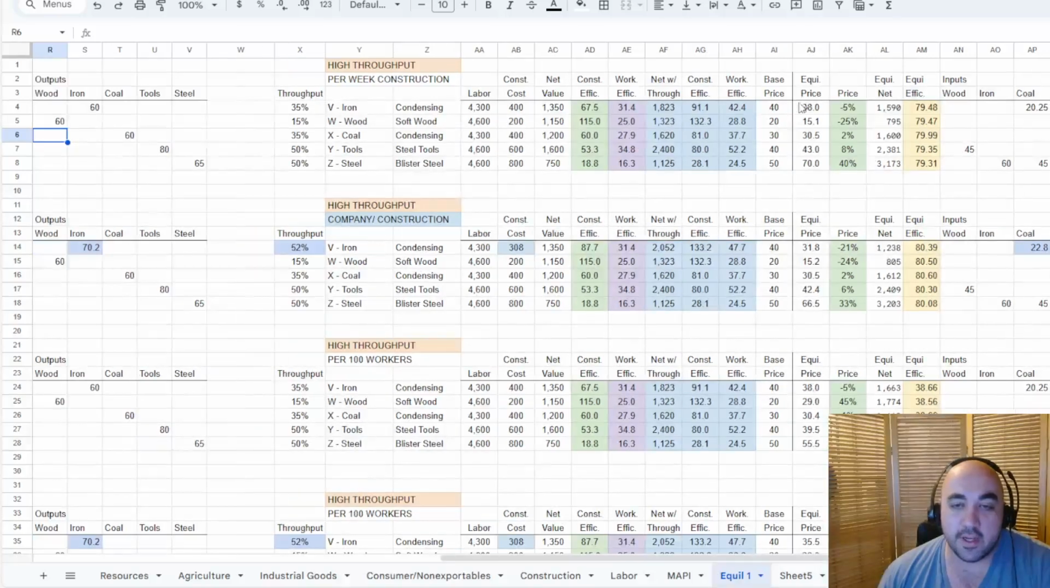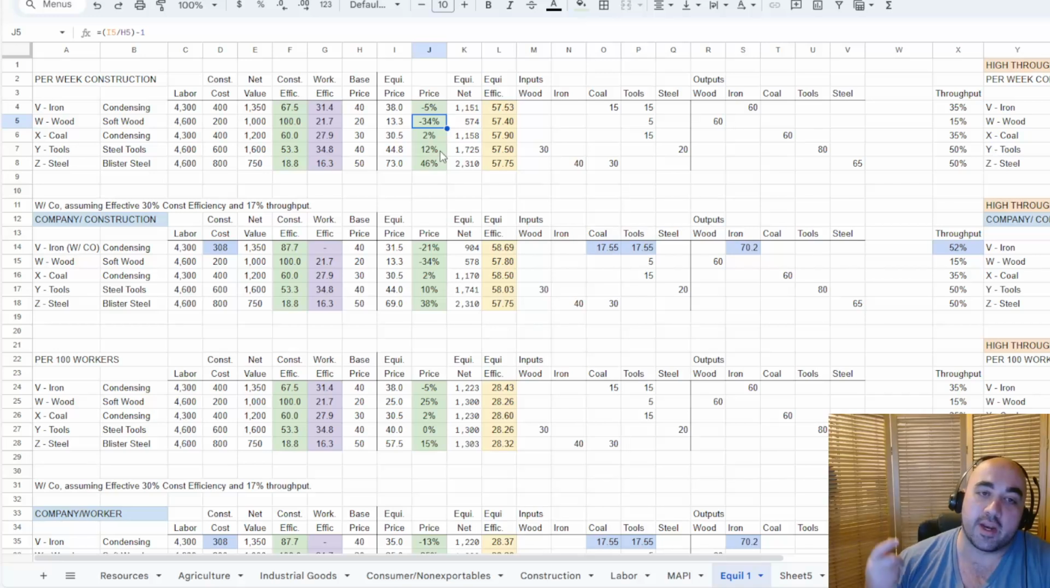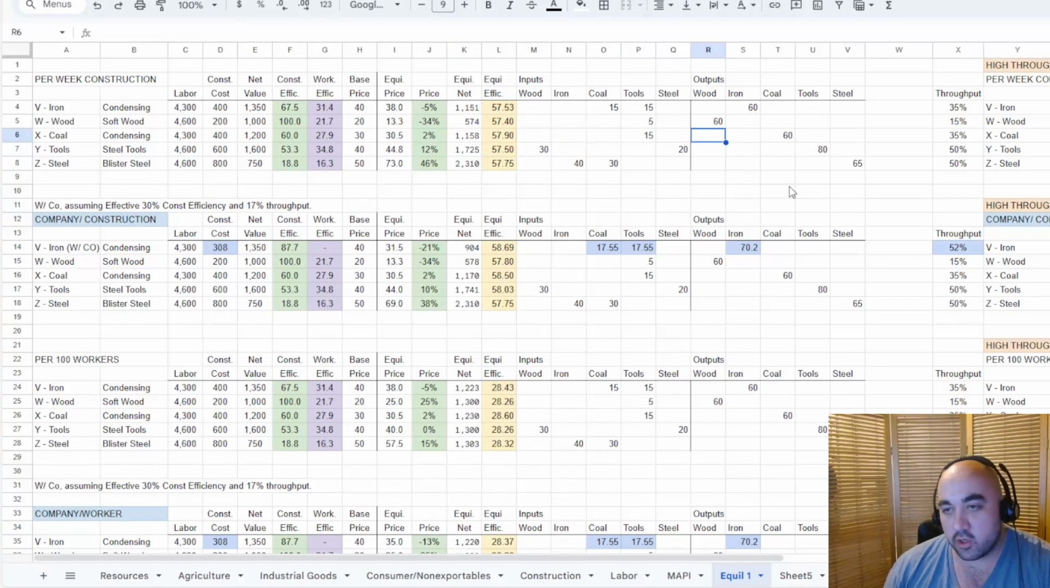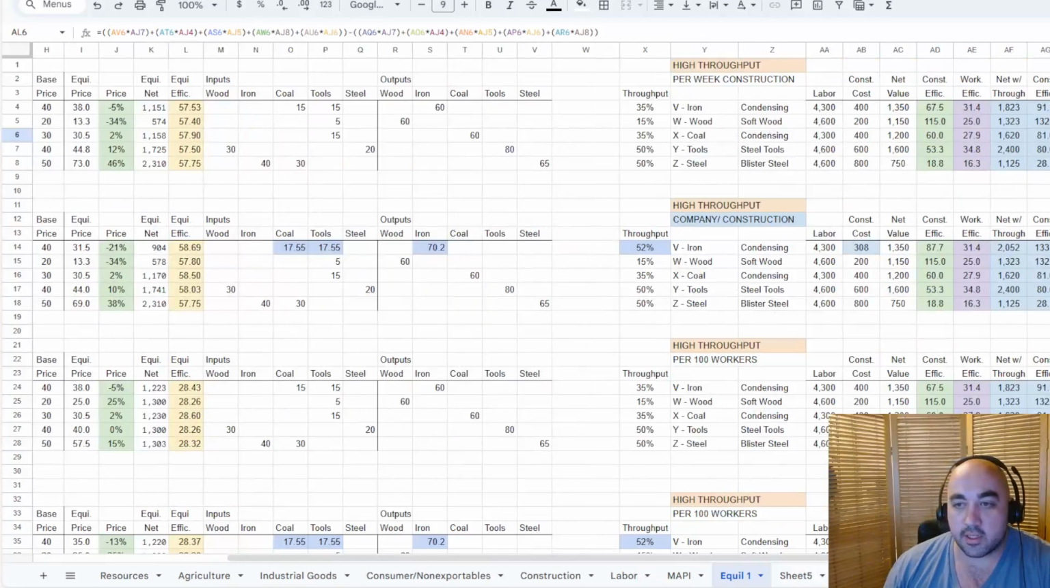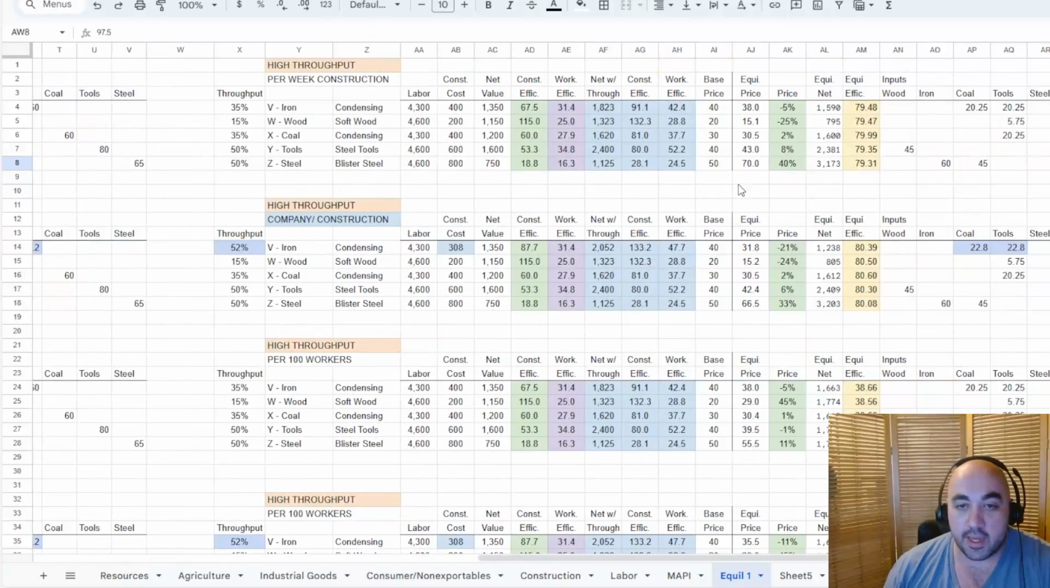If we scroll to the left, we will see that it was minus 34%, so wood was significantly better, or we are willing to overbuild it to tolerate a much, much lower price when we don't consider the throughput. The minus 5% is the same, and then we have a 2% versus a 2%. So the other two didn't change at all. The mines didn't change at all, but also we have a 12% equilibrium price on tools and a 46% equilibrium price on steel here. And when you consider throughput, instead the prices will be 40% and 8%.